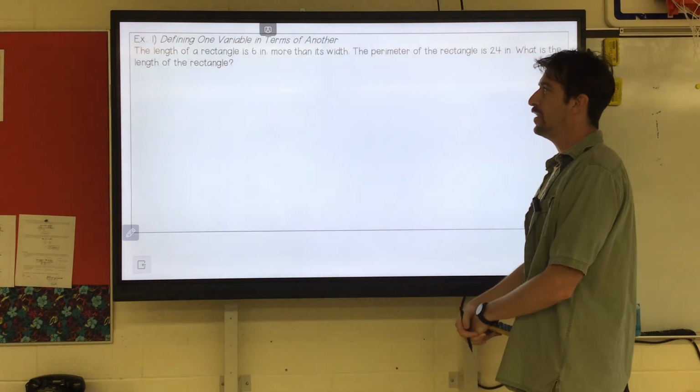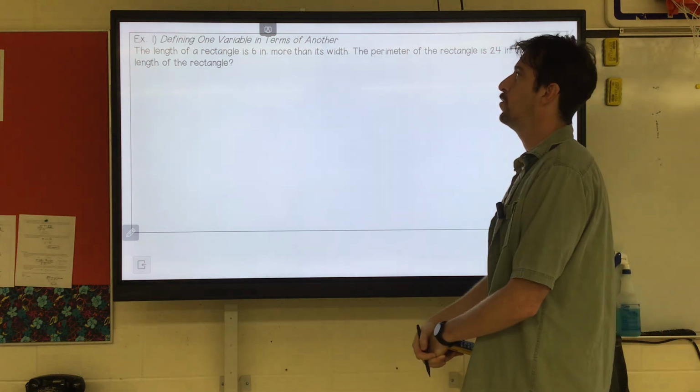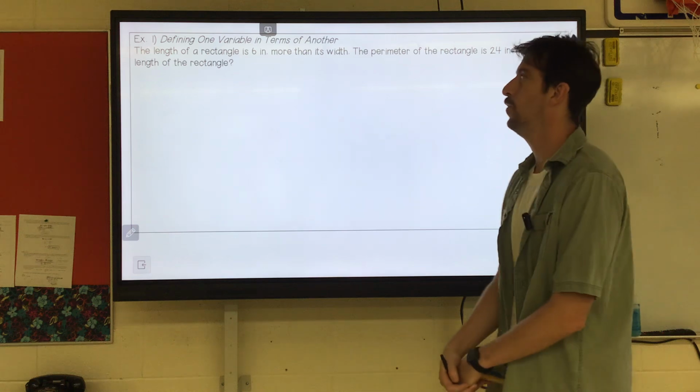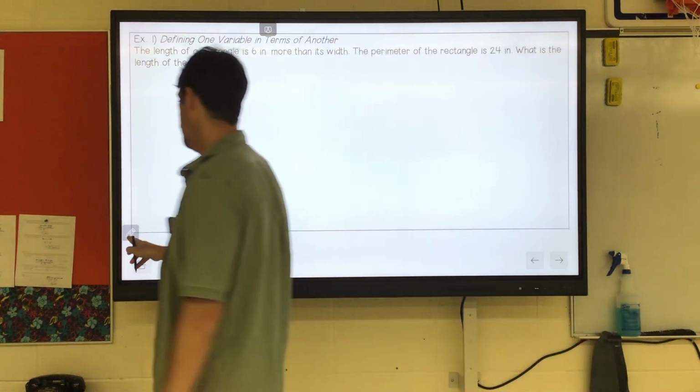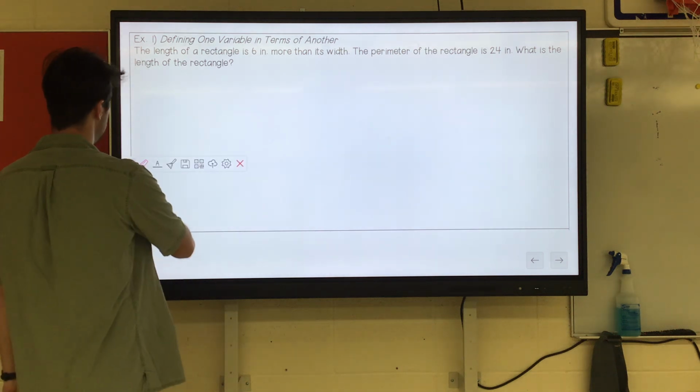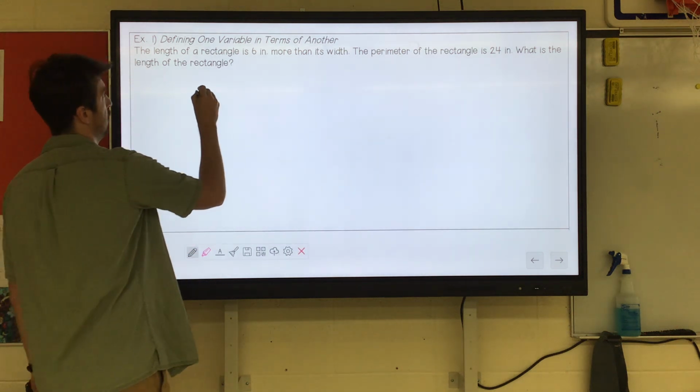The length of a rectangle is 6 inches more than its width. The perimeter of the rectangle is 24 inches. What is the length of the rectangle? I think problems like these, I personally find it easier to actually draw out the rectangle.